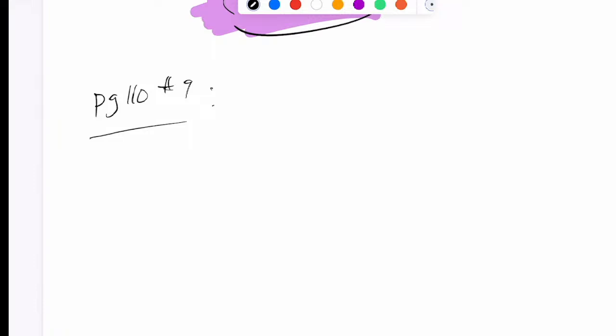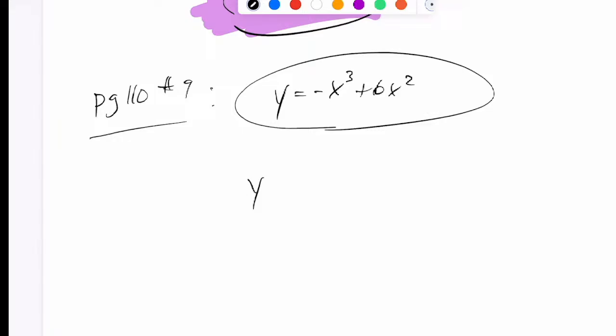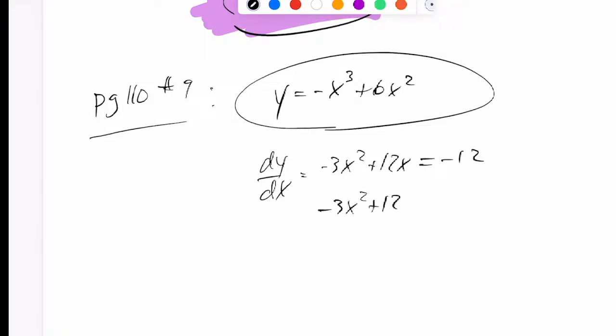Oh, for what values of x does the curve have a slope? Sure. So these are good practice questions here. You've got minus x cubed plus 6x squared. So for page 110, number 9, it's just some quick little questions. You don't have to do the graphing portion of it, though. But they ask you for what values of x do you have a slope of minus 12? So you go ahead and take your derivative. So dy dx is minus 3x squared plus 12x. And they're asking when is it minus 12? You set this equal to minus 12. Then divide across by minus 3.